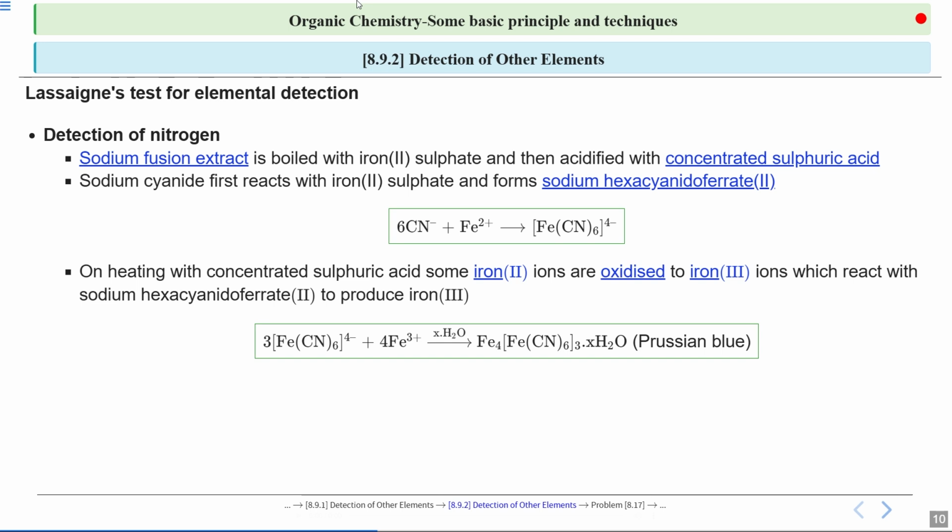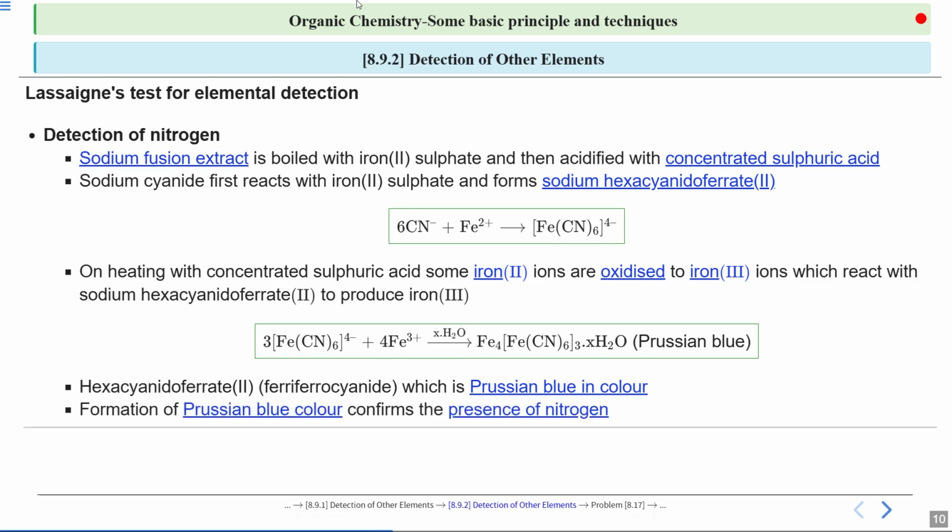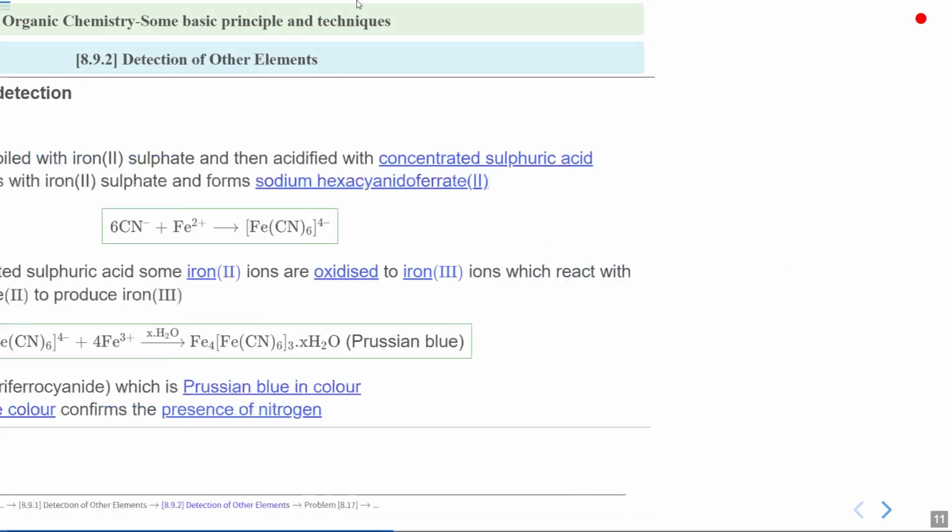Now, the formation of Prussian blue, which is ferric ferrocyanide, has a distinctive blue color. This color change is a visual confirmation of the presence of nitrogen in the compound, and it is a classical example of how a chemical reaction can be used to detect specific elements. The hexacyanidoferrate 2 is Prussian blue in color. To summarize, the preparation of Prussian blue confirms the presence of nitrogen in the compound.